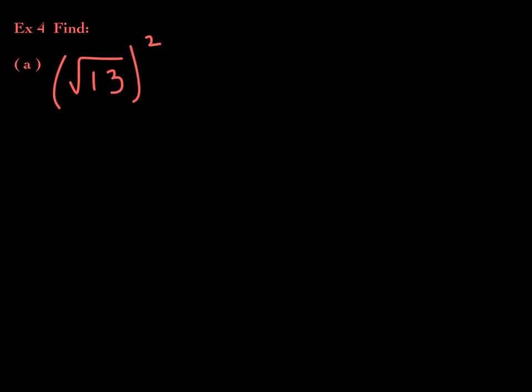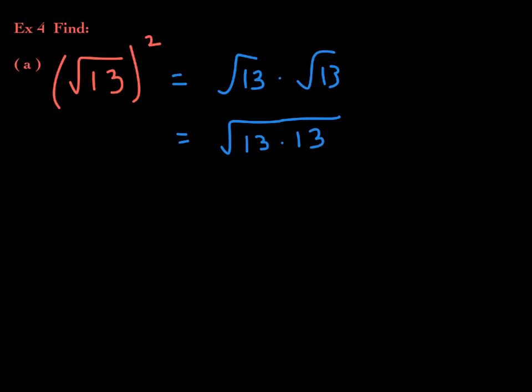All right, here they're asking us to find the square root of 13 squared. Now, I want to talk a little bit about this. So the square root of 13 squared means the square root of 13 times the square root of 13. And by the product rule for radicals, we have the square root of 13 times 13, which is just the square root of 169, which is 13. So the final answer is just 13.